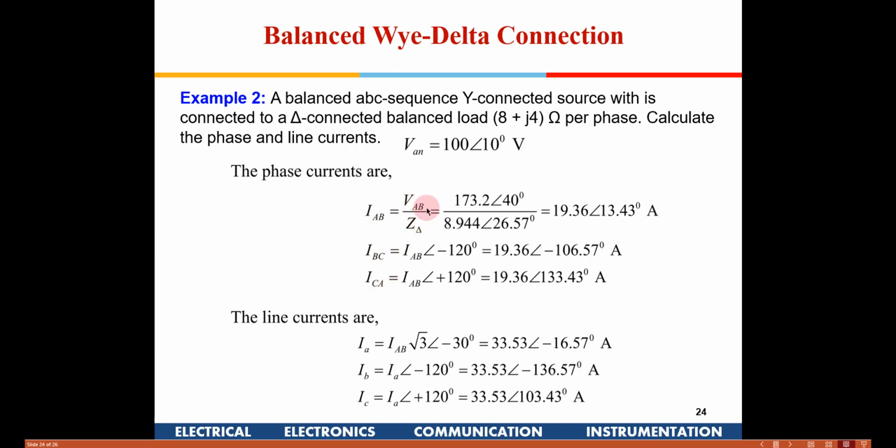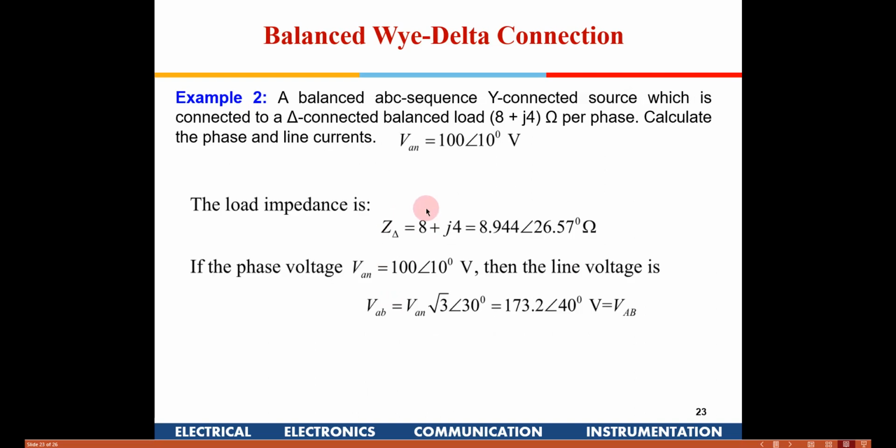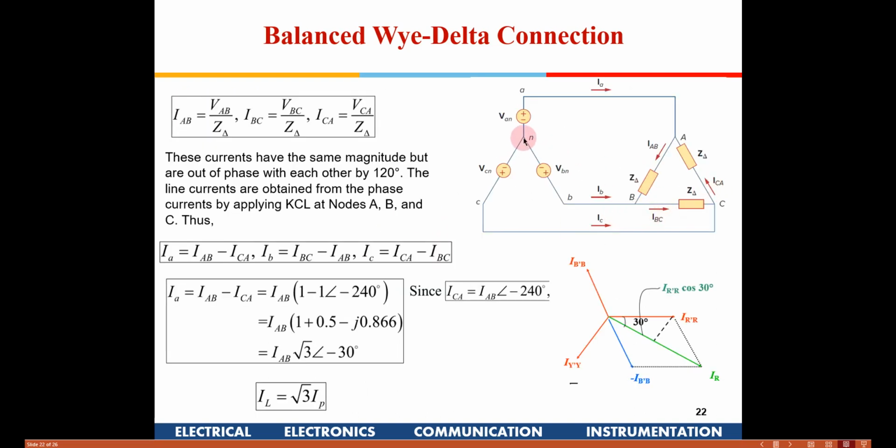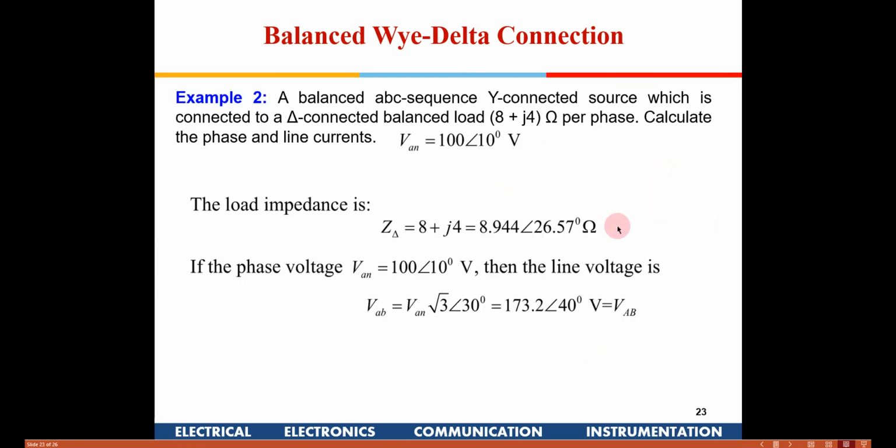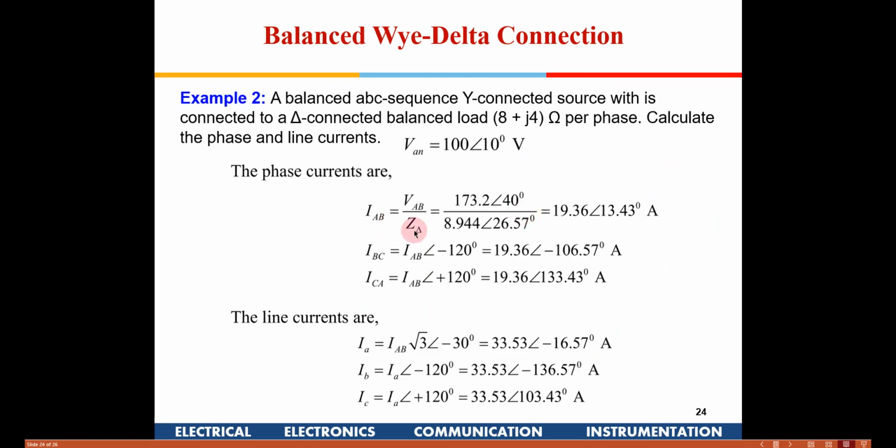Phase currents, if you see, we are dividing the line voltage by the impedance. So if I go back here, the voltage across these impedances is between two lines, right? You are connected between two lines, so it will be the line voltage. That is why we are not dividing the phase voltage by this impedance, but the line voltage. So first we have computed the line voltage, root 3 times the phase voltage, and then dividing it by the impedance, and then we are computing the line current.